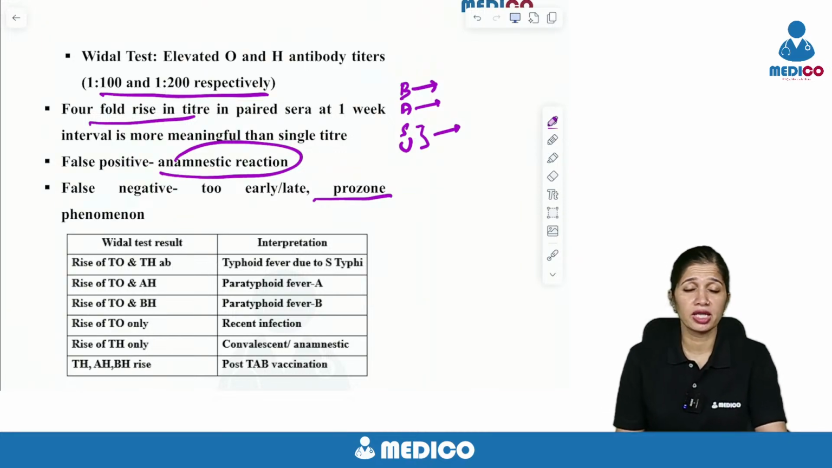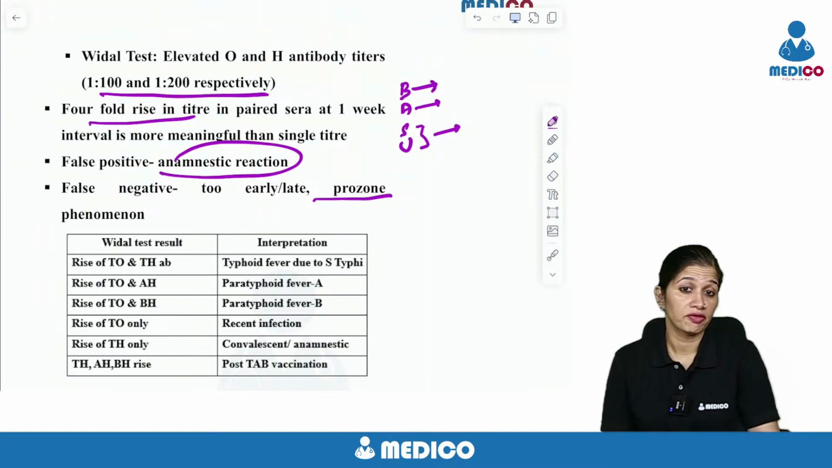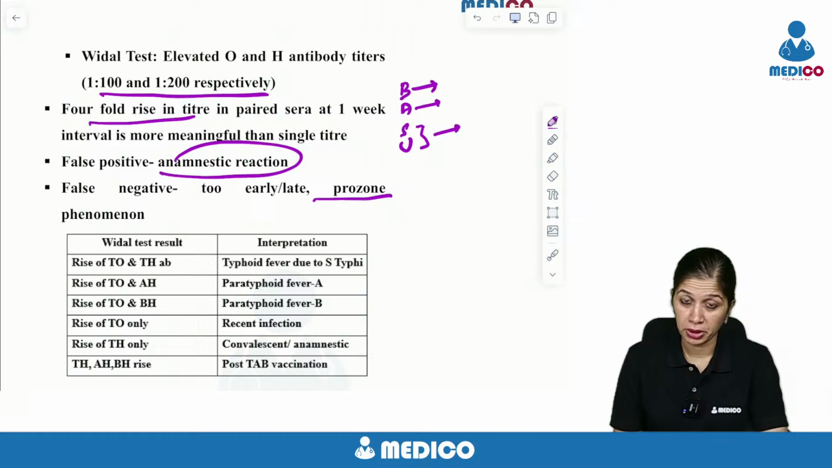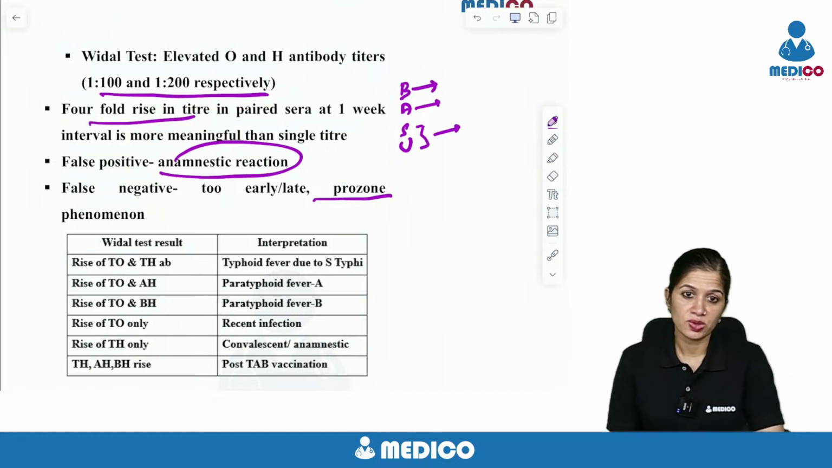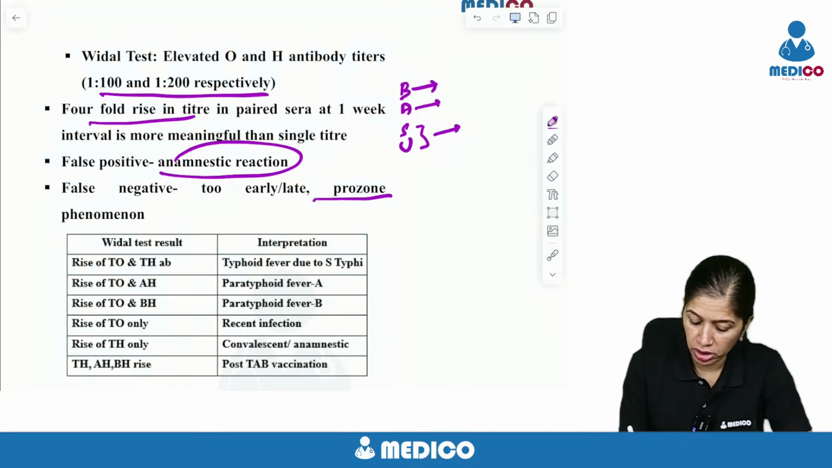If it's a rise of TO and TH, that means it is Salmonella typhi. If it's a rise in TO and AH, then it is Salmonella paratyphi A. TO and BH, then it's Salmonella paratyphi B. If only O has risen, that means that it is a very recent infection. This I want you to remember.